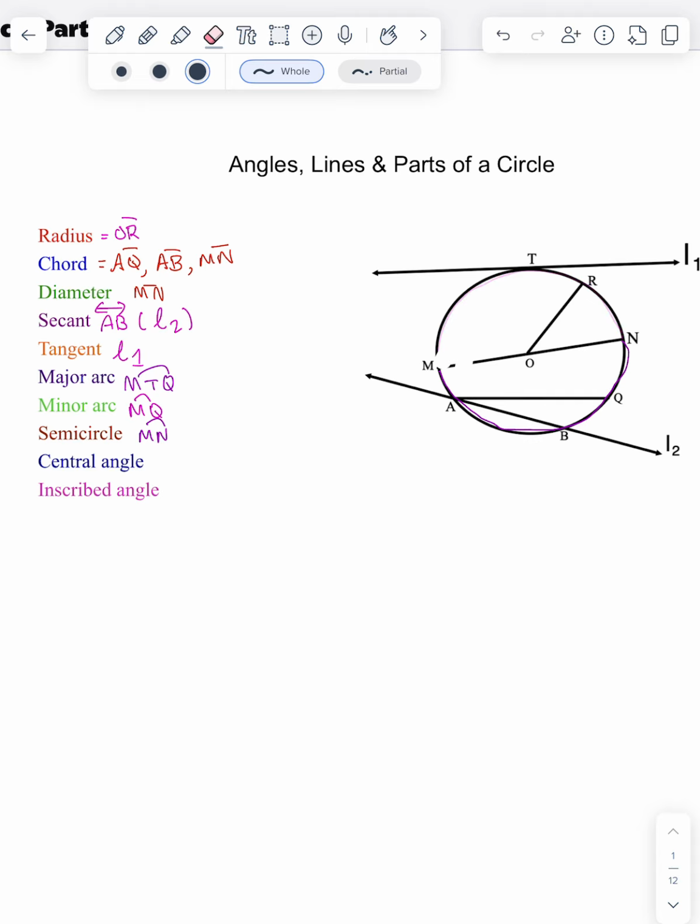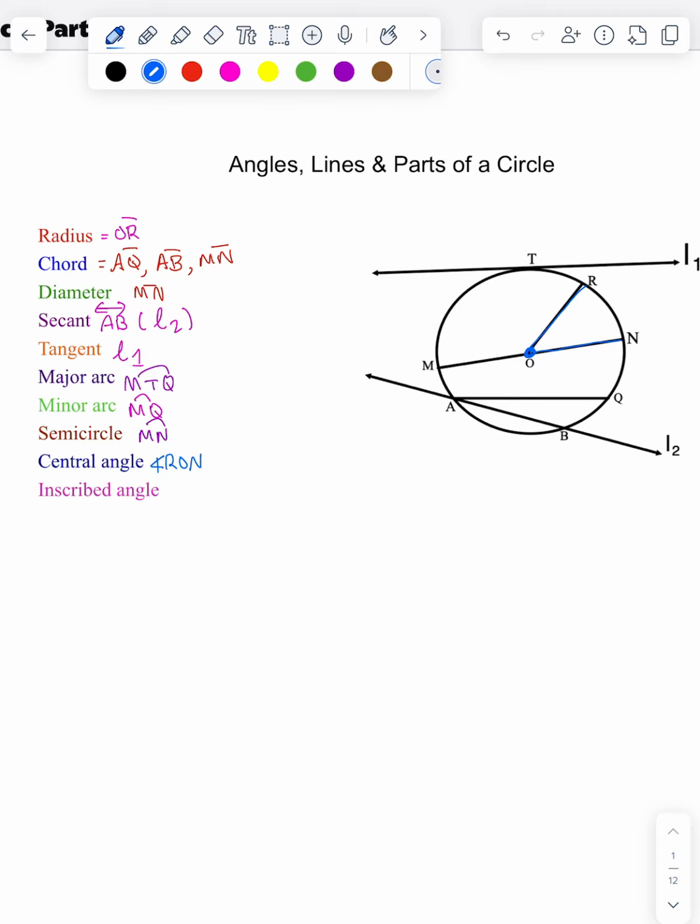A central angle is an angle in a circle that has its vertex on the center of the circle. So here's my center of the circle O, and this angle has its vertex on the center. So angle RON would be an example of a central angle in the circle.